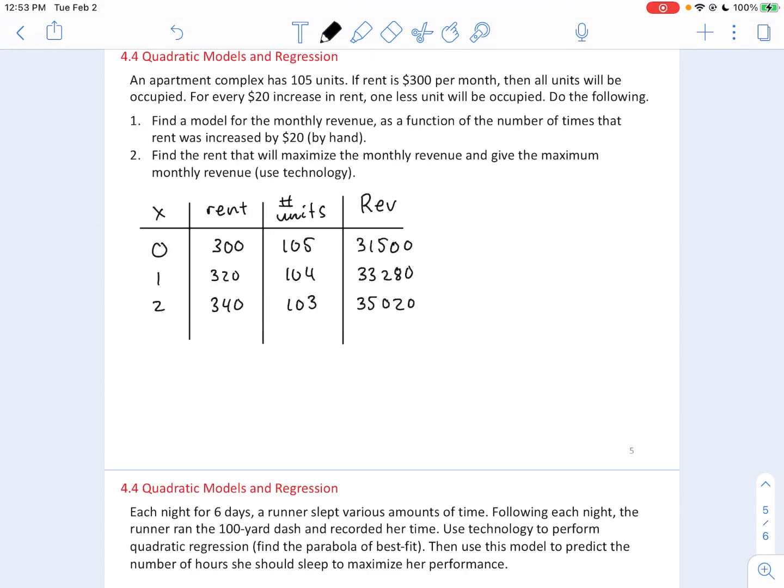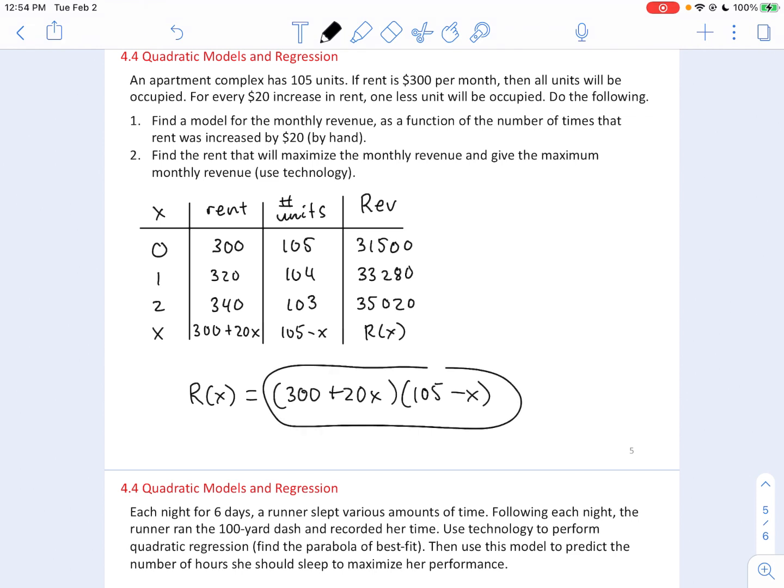So if I leave x, let's come up with a formula. The rent should be 300 plus 20x. This is how we were getting each new rent, where x is the number of increases. The units go down by x, and the revenue will be the product of these two things. So revenue as a function of x is equal to (300 plus 20x) times (105 minus x). I could FOIL this, but I'm not going to. If I do FOIL this, though, you will notice that we're going to wind up with a negative 20x squared term and then some other stuff.